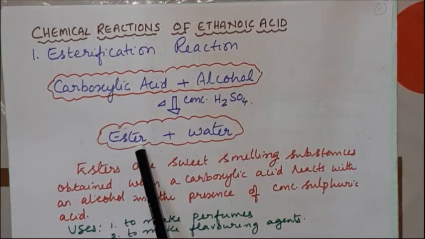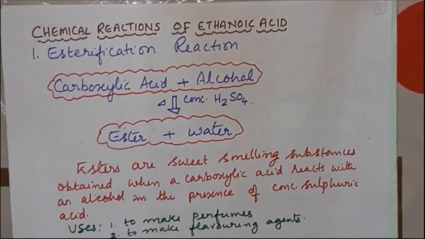So now what are these esters? Do we have esters in our house? Yes, there are a lot of esters in our house. What are these? They are the sweet smelling substances naturally occurring in fruits and flowers. The pleasant smell of these substances is because of the presence of organic compounds called esters. Now let me tell you the definition of ester. Esters are sweet smelling substances obtained when a carboxylic acid reacts with an alcohol in the presence of concentrated sulfuric acid.